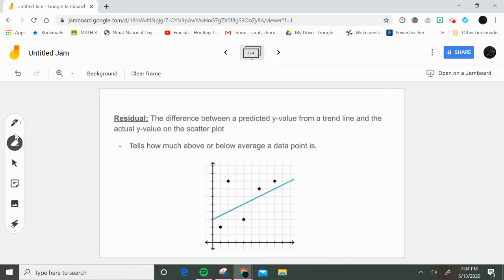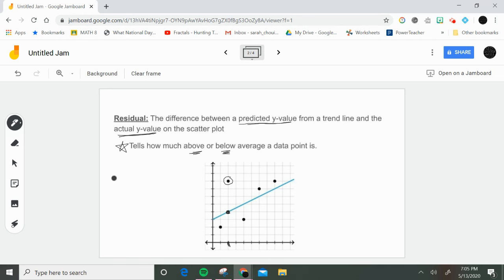So a residual is the difference between the predicted y value from a trend line and the actual y value found in a scatter plot. Essentially, it tells us how much above or below average a data point is. For instance, if I look at this data point, I can see that the actual y value was 1, 2, 3, 4, 5, 6, 7, 8. So my actual y value here was 8. But according to my trend line, for the same x value, which is 2, the model predicted that it should have a y value of 4.